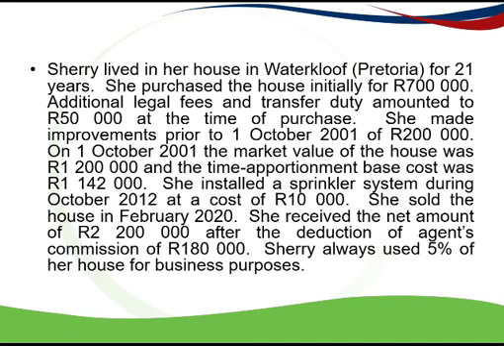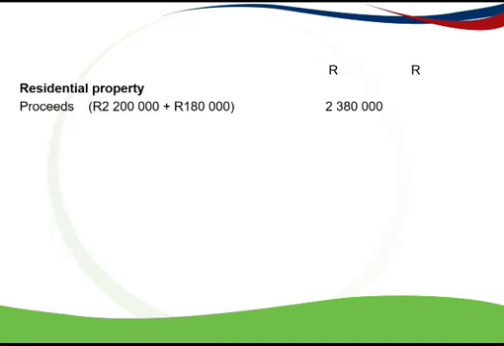Rand. She also installed a sprinkler system during October 2012 at a cost of 10,000 Rand, and she sold the house in February 2020. She received a net amount of 2.2 million Rand after the deduction of agent's commission of 180,000 Rand. Sherry always used 5% of her house for business purposes. Okay, how are we going to approach this information? Well, remember, we first have to do the proceeds on its own, and it has to be the gross proceeds.